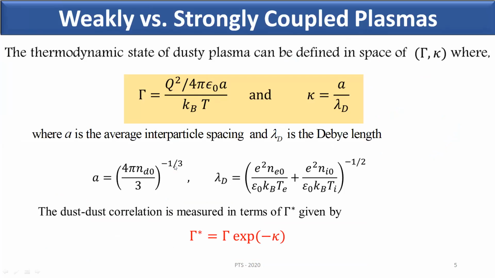Next, we come to weakly and strongly coupled plasmas. We know there are two parameters which can define the thermodynamic state of dusty plasmas. One is gamma, also called the Coulomb coupling parameter, which is given by this expression. Another is the screening parameter kappa, which is the ratio of interparticle spacing to the Debye length. The dust-dust correlation is measured by gamma star, or gamma asterisk, which is given by gamma times the exponential of the screening length.